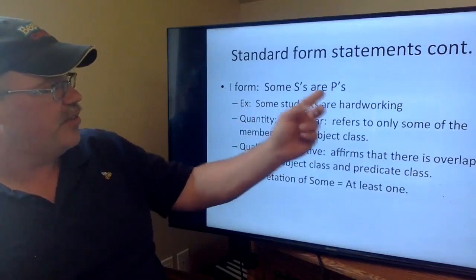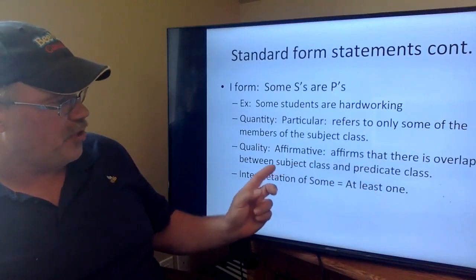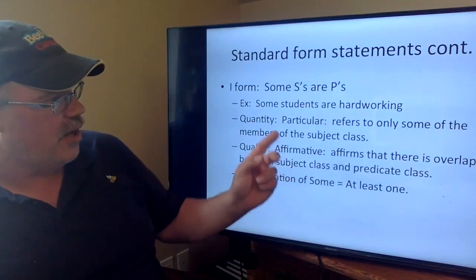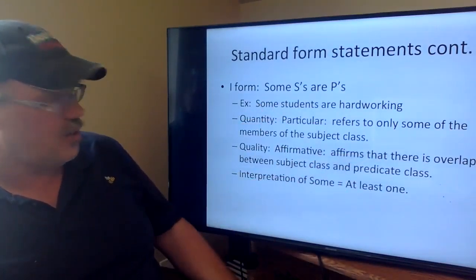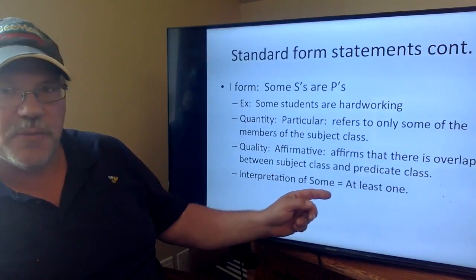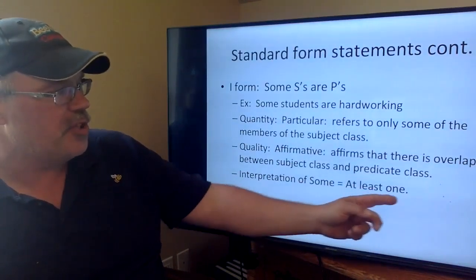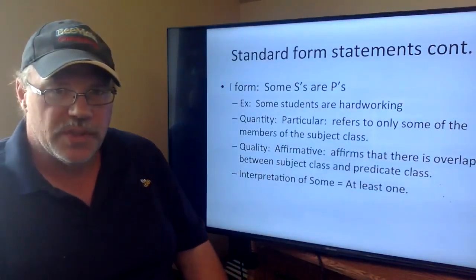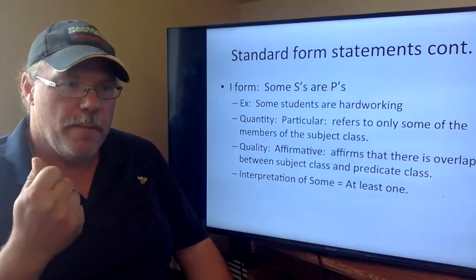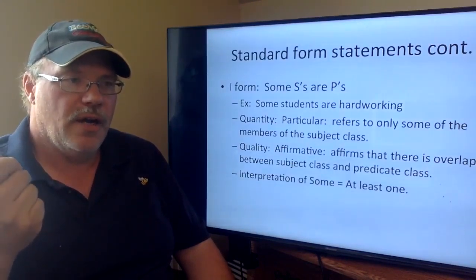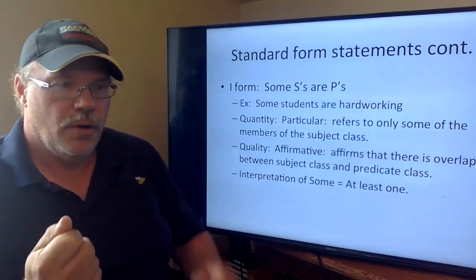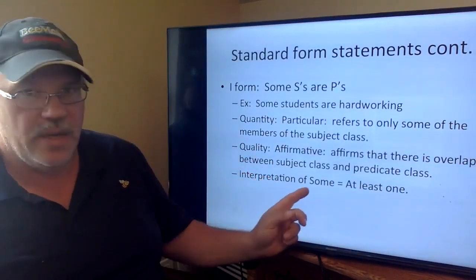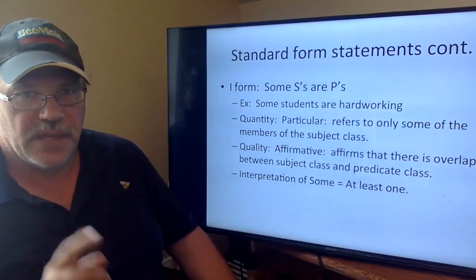There's no negatives here. So there's an overlap between. So when you say some subjects are predicates, you're saying, yes, there is overlap between those sets. And we're going to have to talk about this sum quite a bit yet, because the interpretation we're going to use is at least one. So when someone says lots or many or nearly all or only a few, all of those descriptions for number mean some. At least one.